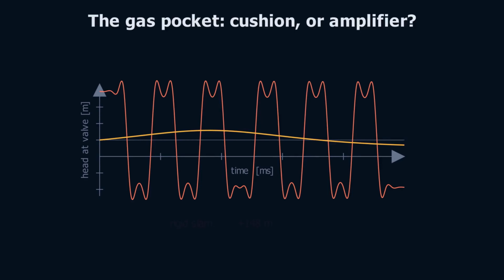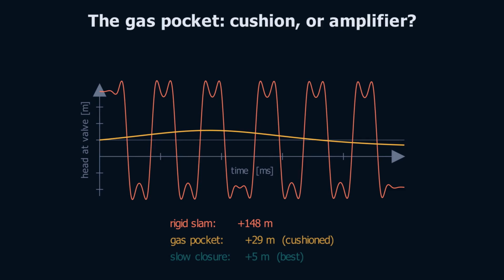A gas pocket is a spring, and springs have a resonant frequency. Cushion the spike at the wrong pocket size, or hit it with repeated valve operations near that frequency, and the pocket stops absorbing energy and starts storing and returning it, amplifying later peaks above the rigid case.